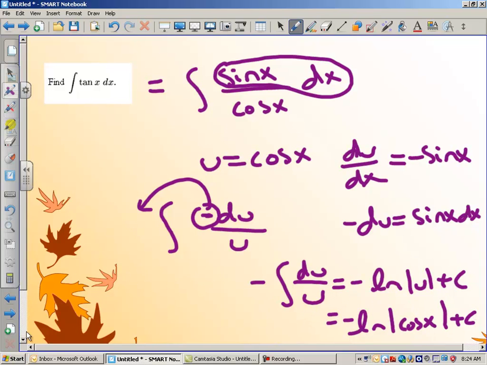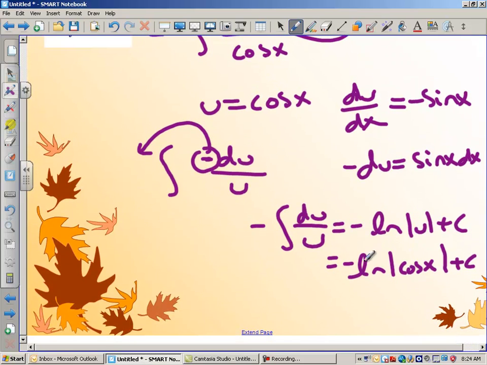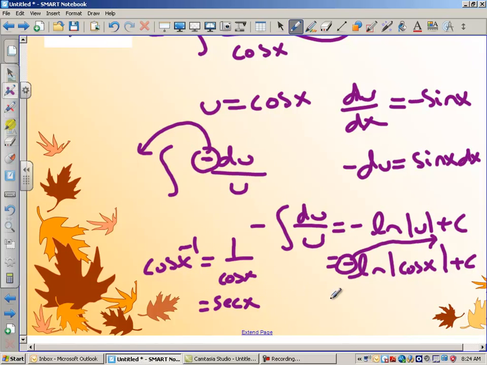Now there is another way to see this. Because of your properties of logarithms that we talked about yesterday, this negative right here can be brought up here as an exponent on this argument cosine. And cosine to the negative 1 is equal to 1 over cosine. Now that doesn't mean arc cosine, that means the reciprocal of cosine. And the reciprocal of cosine is secant x. So you might also see this as the natural log of the absolute value of secant x plus c. Either one of these answers are acceptable. You have to know that they're equal to each other.